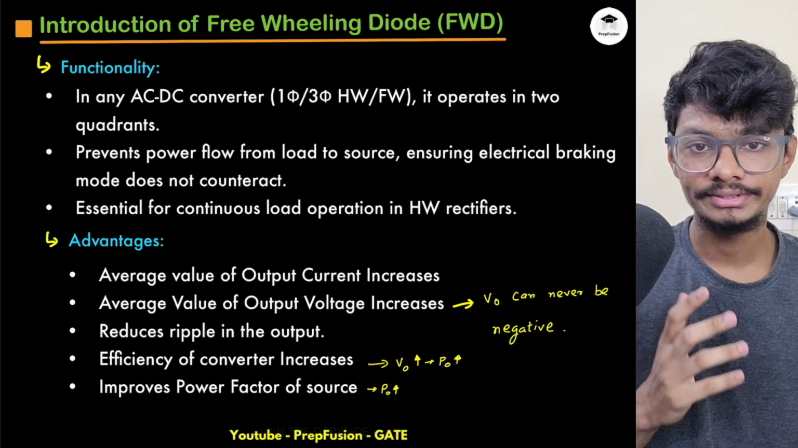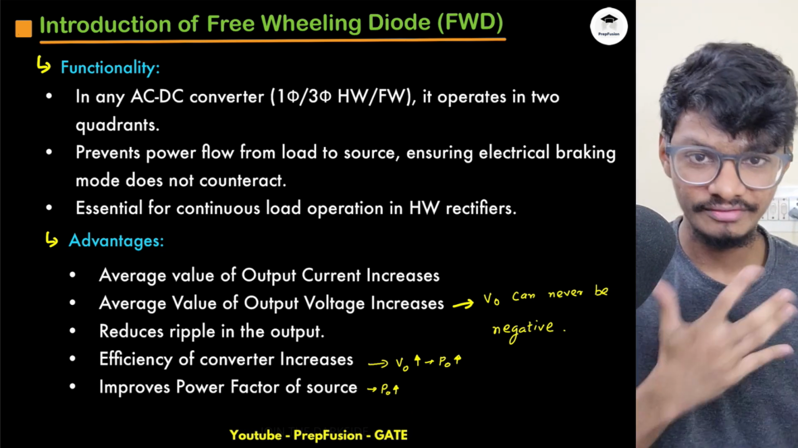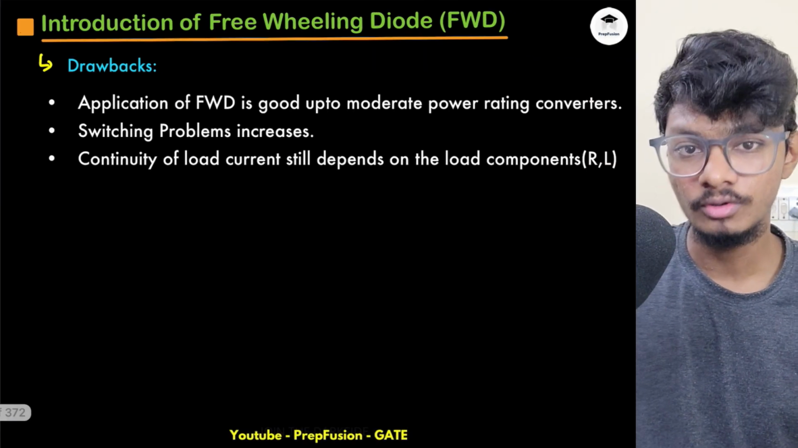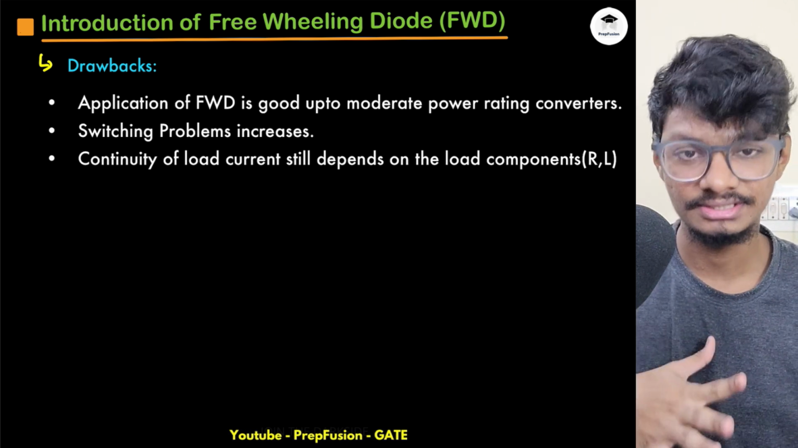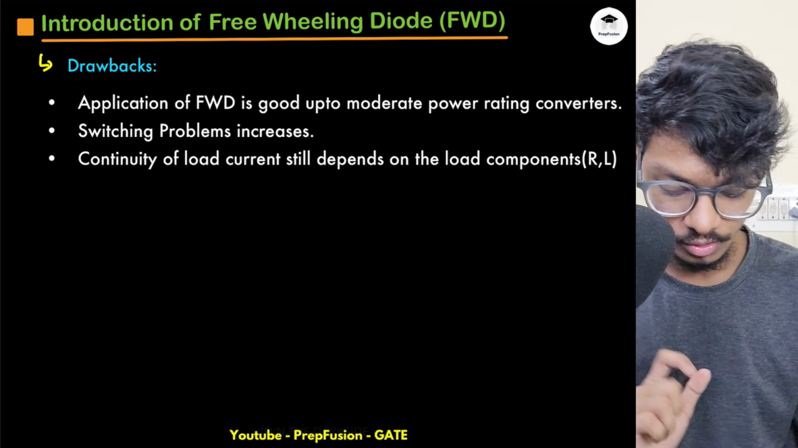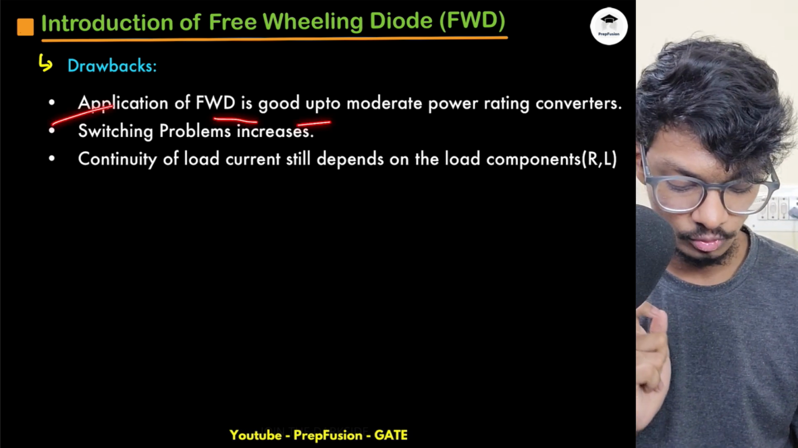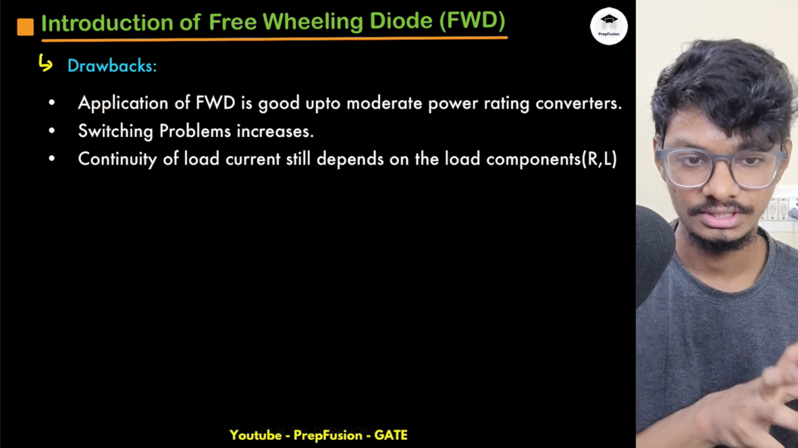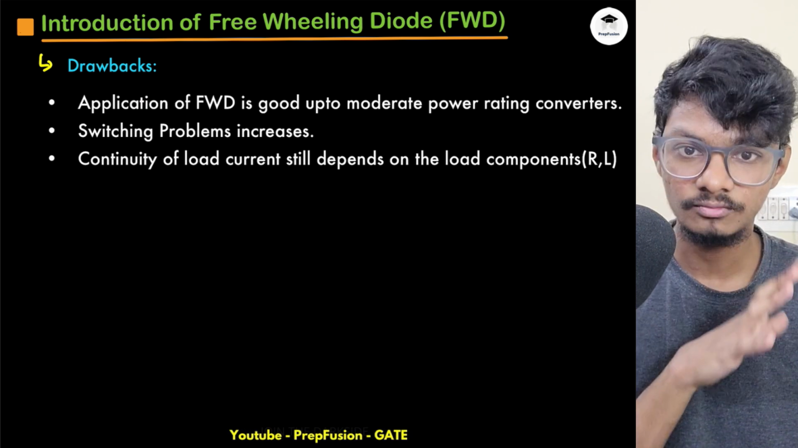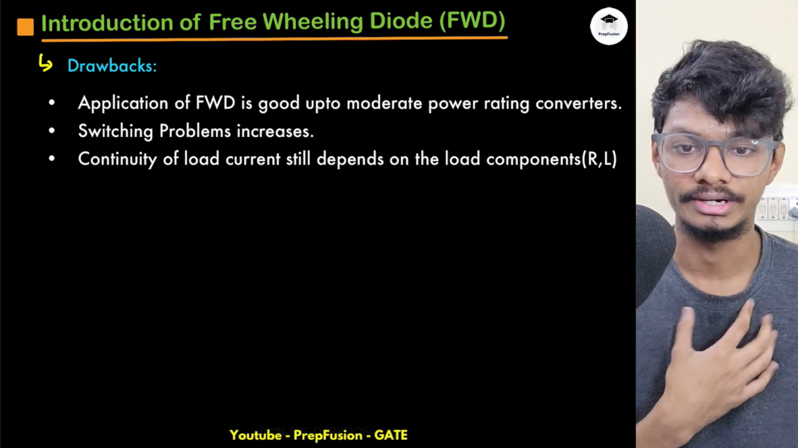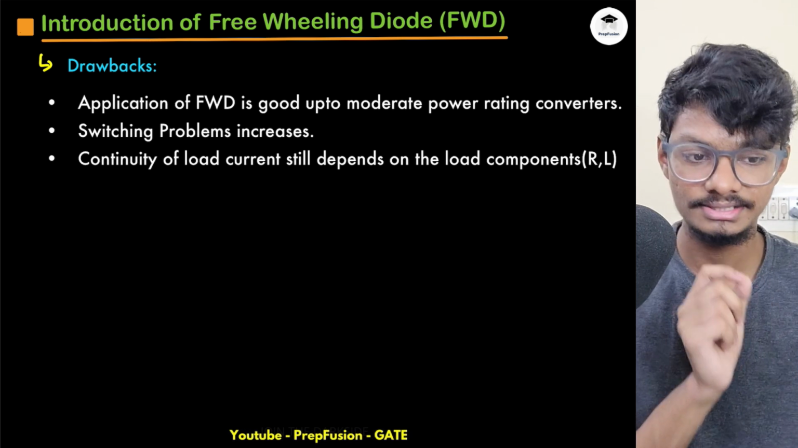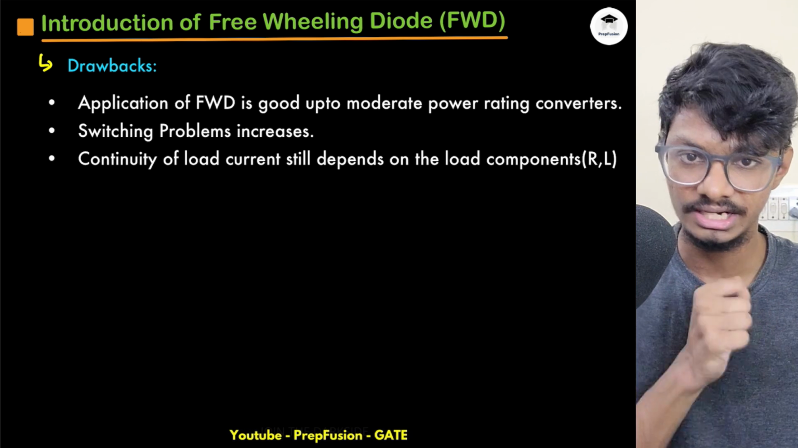Now let's go for the disadvantages. Every good thing has its own disadvantages as well. Then why don't we always use it? Obviously this has disadvantages, but the advantages are too good to not use it. The application of a freewheeling diode is good up to moderate power rating converters. If the rating of the converter is very high, the diode won't be able to handle that amount of high power rating. The diode can get damaged, and some other problems may arise, so we don't use it.